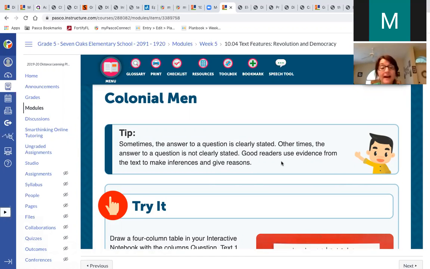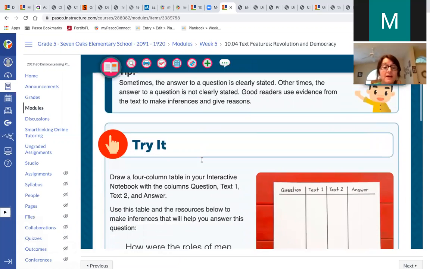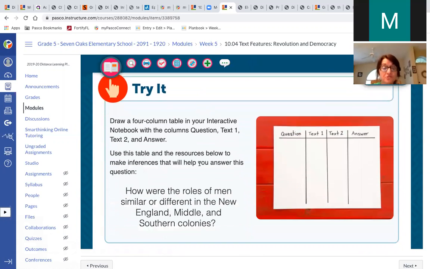So good readers have to use evidence from the text, and they've got to be able to make inferences. They've got to be able to use their own background knowledge. They've got to use information from the text and be able to arrive at conclusions, be able to make those inferences and give reasons to support.